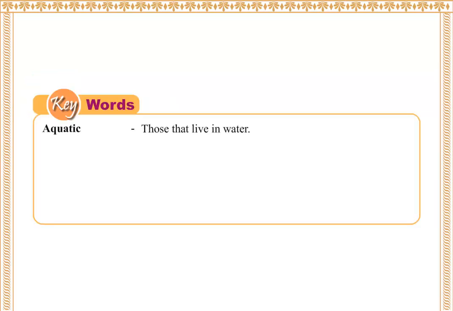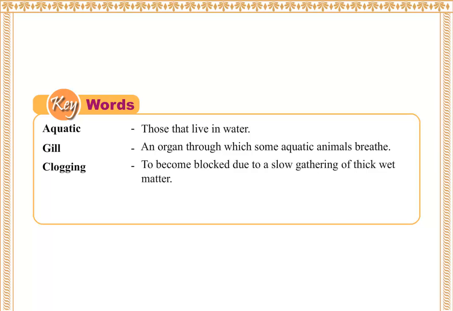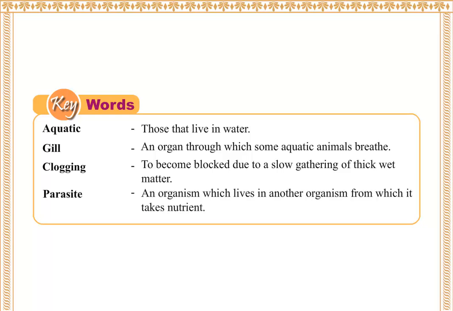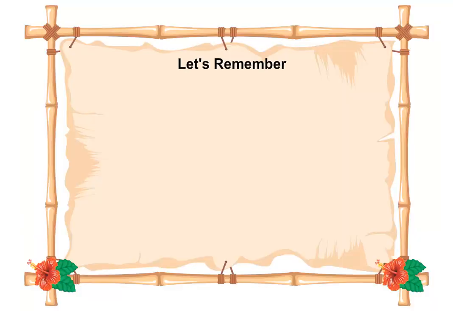Key words. Aquatic. Those that live in water. Gill. An organ through which some aquatic animals breathe. Clogging. To become blocked due to a slow gathering of thick wet matter. Parasite. An organism which lives in another organism from which it takes nutrients.